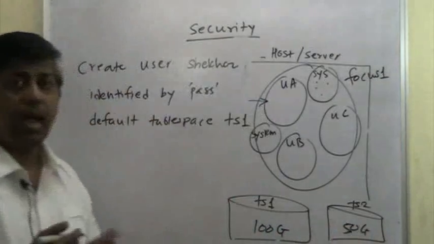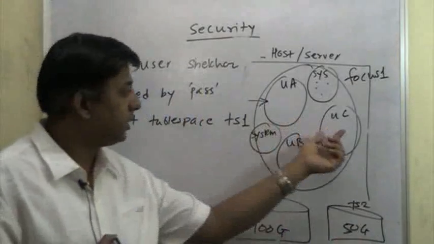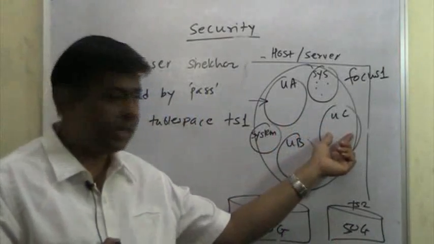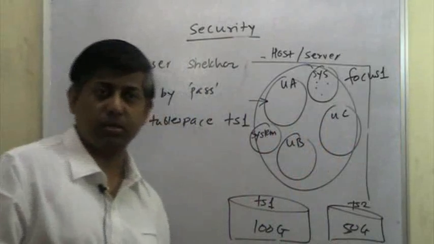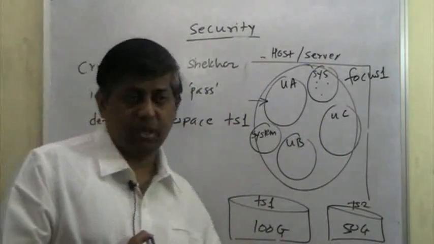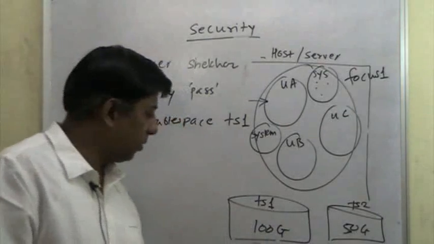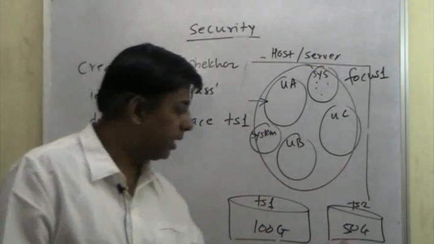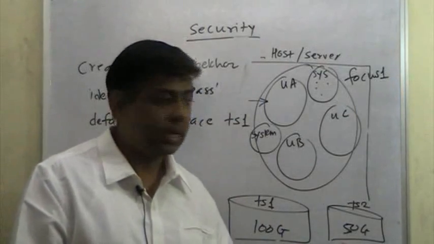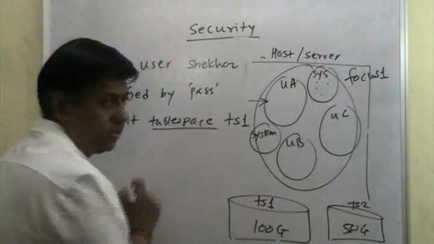Sizes could be different, and whose job is it to create a table space? It is the job of a DBA. A DBA is any user who has been given special privileges to create these table spaces. So what a DBA usually does, he will create a table space which is some space on the hard disk. That space will be, in this case, 100 gigabytes, and in this case it would be 50 gigabytes. The names are given to that space, and that is what we call a table space.